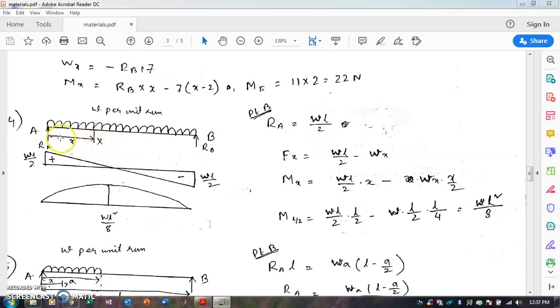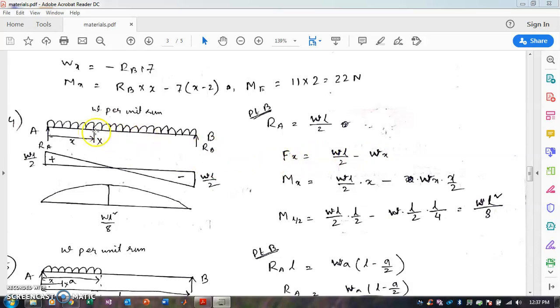Now we are considering the point X at a small distance x from point A. So what will be the shear force at X? The shear force at point X will be the upward force RA minus the downward force of this part, that is, the total downward force is small w into x. So RA is WL by 2, minus Wx. So this will be the shear force at x. We have written that as Fx here.